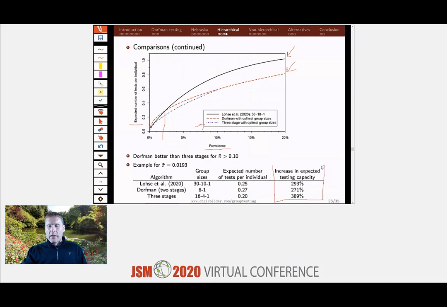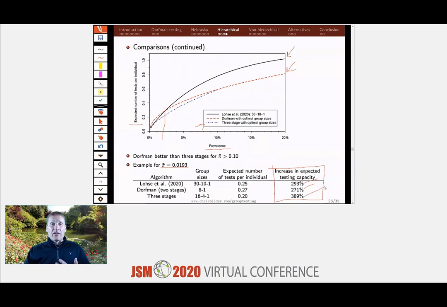Now, this column on the right-hand side of this table is what's really of interest to laboratories right now. So if we look at a case where pi tilde is 0.0193, which was what Lowe et al. actually observed for their particular paper, we can see what the expected increase in testing capacity would be by implementing a particular group testing algorithm. So with Lowe et al., about 300%. But using Dorfman, a little bit of a simpler approach, it's almost 300% as well.